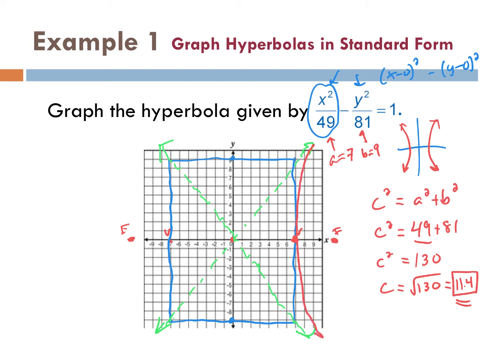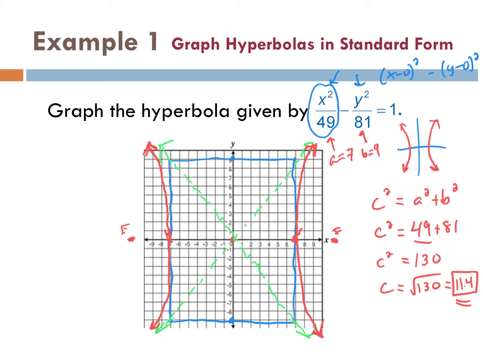So this is what one branch looks like, opening to the right, sort of hugging the asymptotes there. And then if I draw my other branch opening to the left here, going through that vertex, and again hugging the asymptotes that extend outwards, there's my picture of the hyperbola.